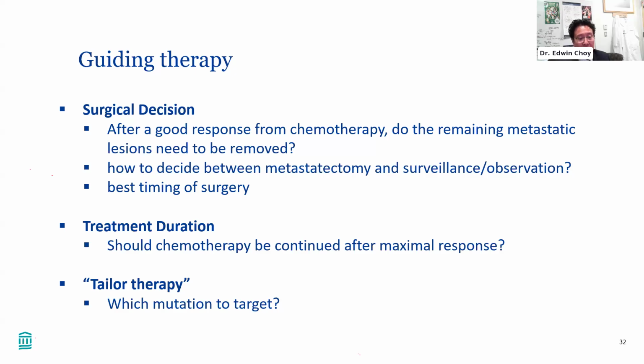And then in terms of tailoring therapy, sometimes we try to treat sarcomas based on which gene is mutated. And so that could sometimes change over time. And so circulating DNA can be very helpful in deciding which mutation to target.